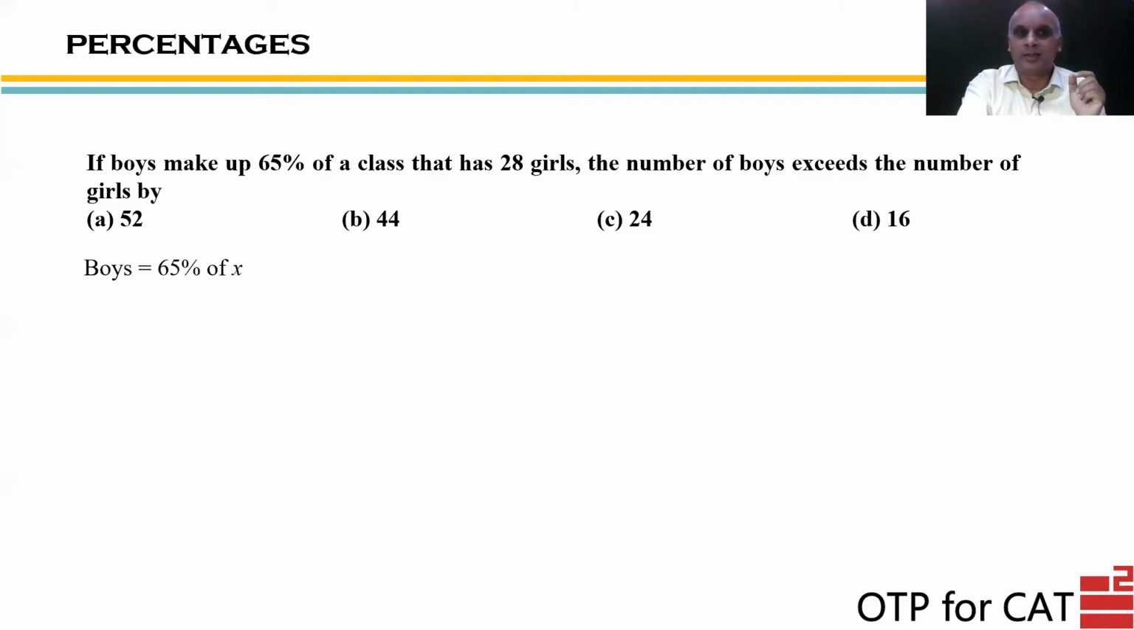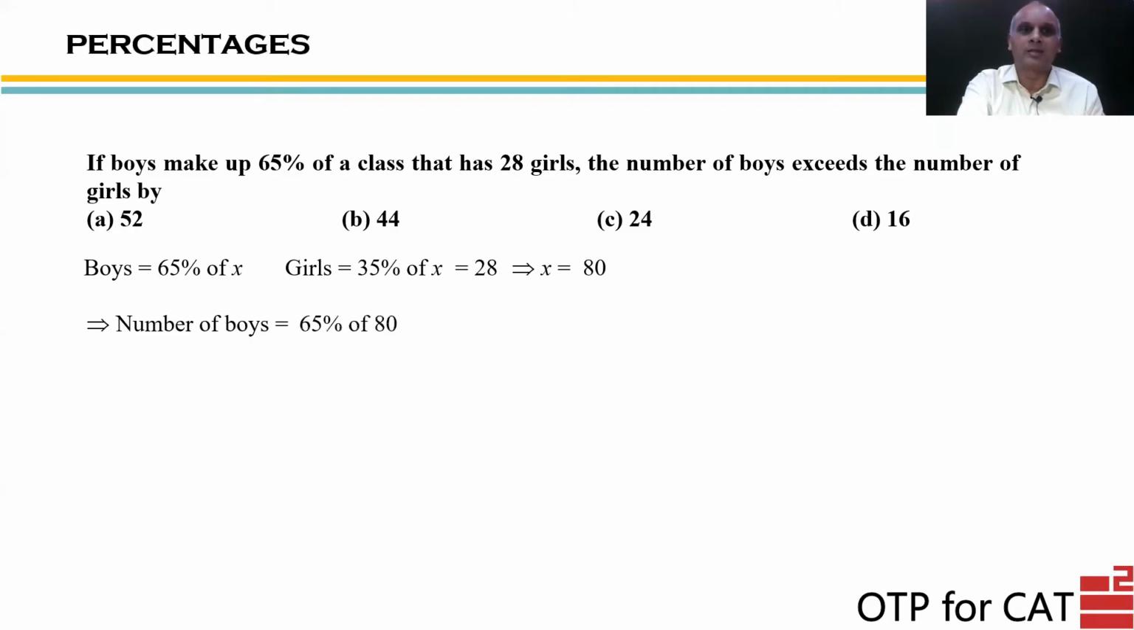So if the boys are 65% of X, the girls are 35% of X, which is 28. That gives me X as 80. And once I get the total number of students in the class, I can find the number of boys as 65% of 80, which is 52. Please observe at this stage that one of the options is also given as 52, because students might feel that is the answer, that the number of boys is being asked, but that is not the question.